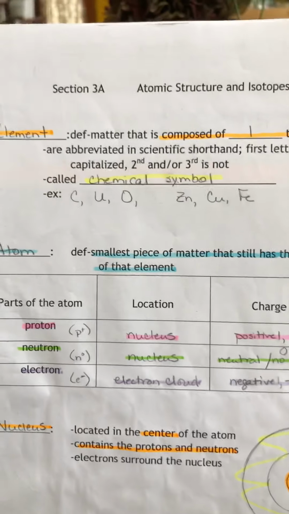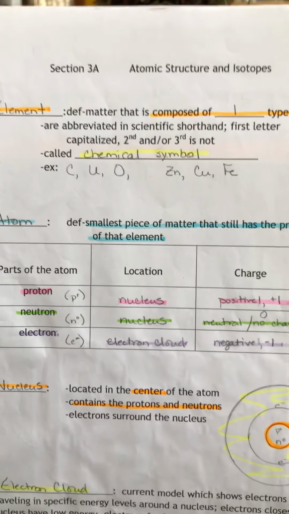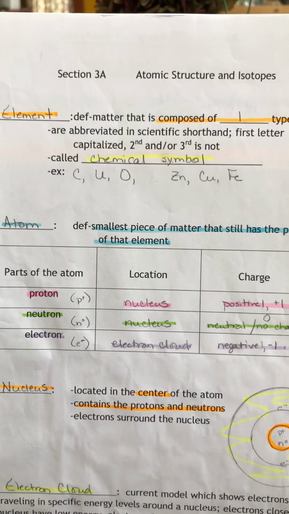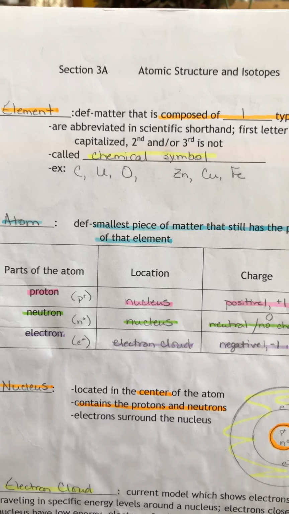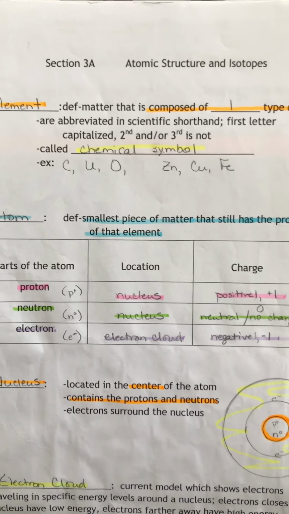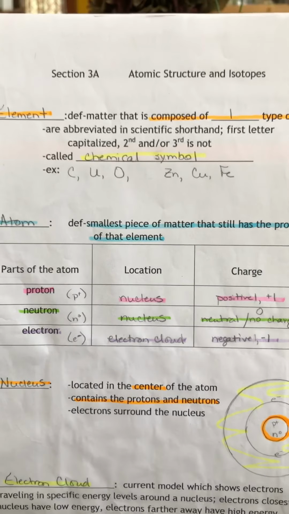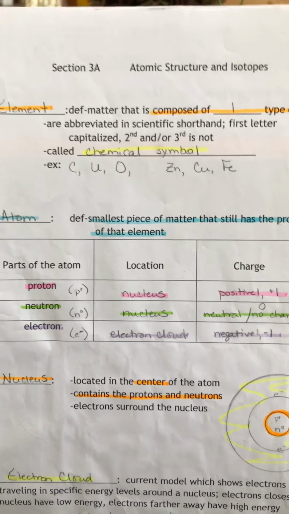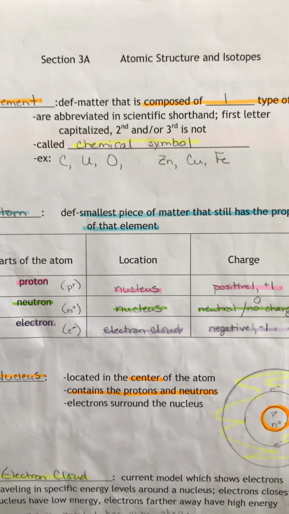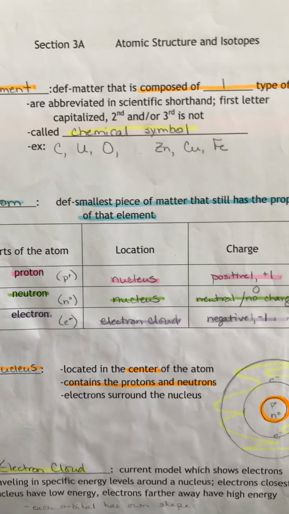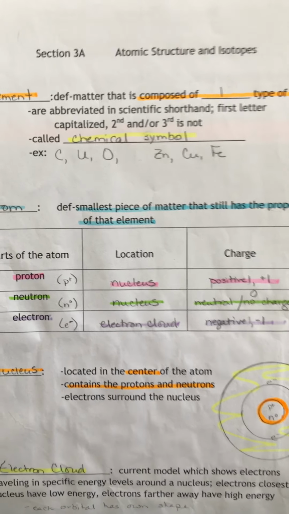Then we have the notes for atomic structure and isotopes. I am not going to go over everything because you can copy my notes or you can just print my notes, whatever you would like to do. We've talked about elements before, and we're going to talk about them again. We're just going to hit some high points.